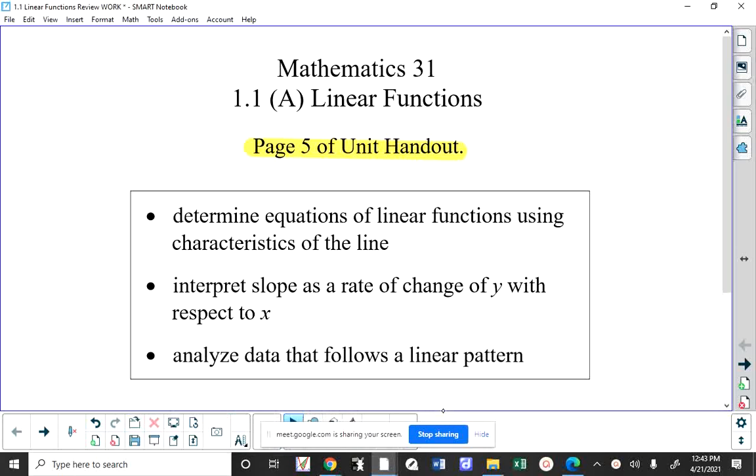So we're going to review linear functions, and this actually goes back to grade 9 and 10. So a lot of this will be distant, faded memories. We're going to review how to determine the equation of a linear function if we know the characteristics of a line. We're going to be interpreting slope as something called a rate of change of y with respect to x. And then I've thrown in something else, which is that you're going to learn how to use your calculator to analyze data, which comes in handy in this course.